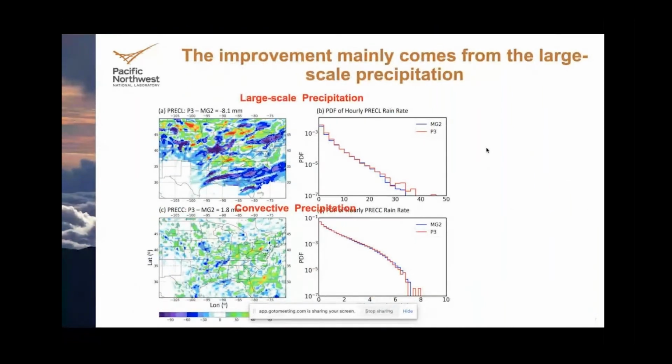So here shows the large scale precipitation and the convective precipitation. As you can see on the top, the changes mainly come from the large scale precipitation. On the mean, it's decreased, and the convective precipitation changes are small. Particularly for the rain rates larger than 30 millimeters per hour, it mainly comes from the large scale rain rate.